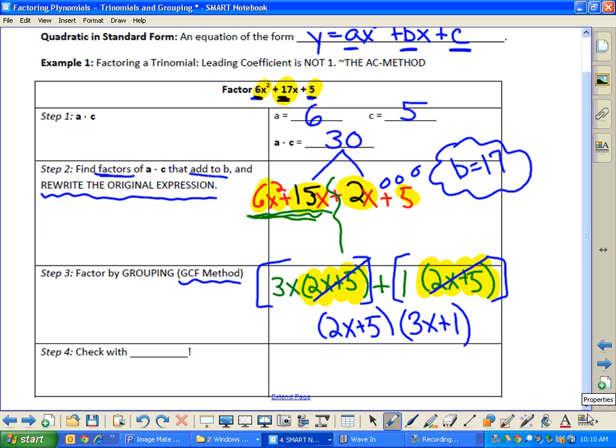You folks know that you're always responsible for attending to precision. So we do have to check with FOIL. We want to make sure we did it correctly.